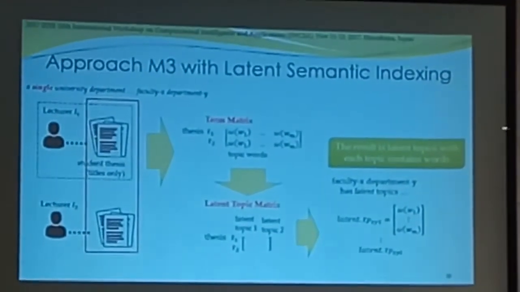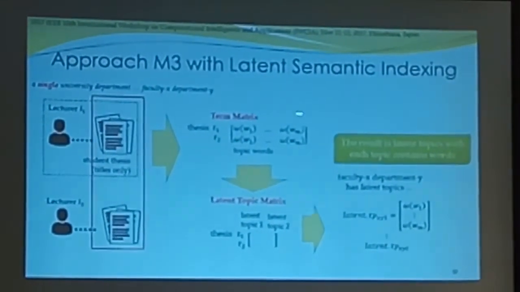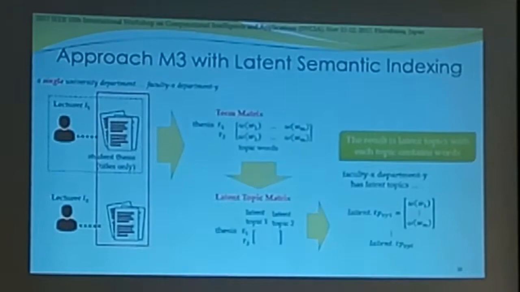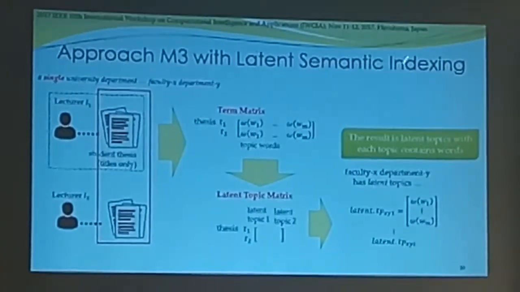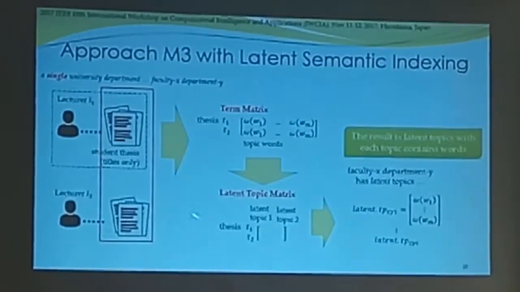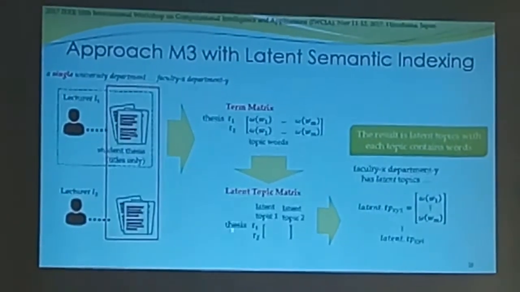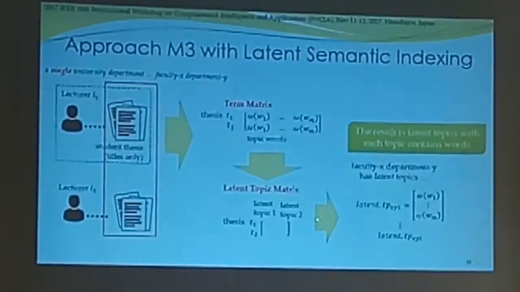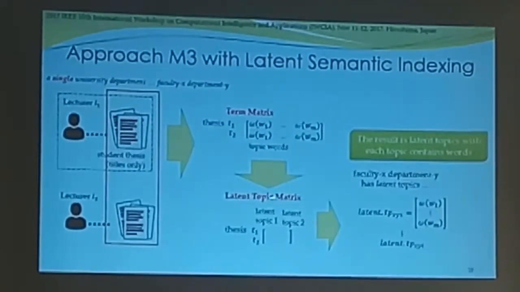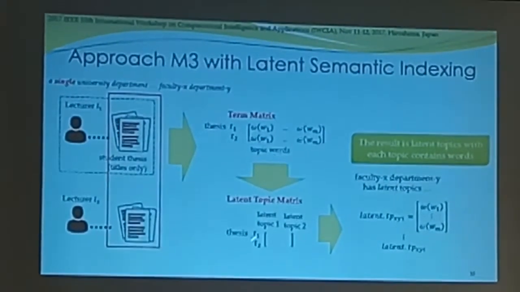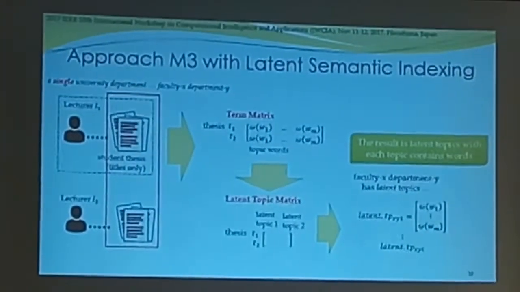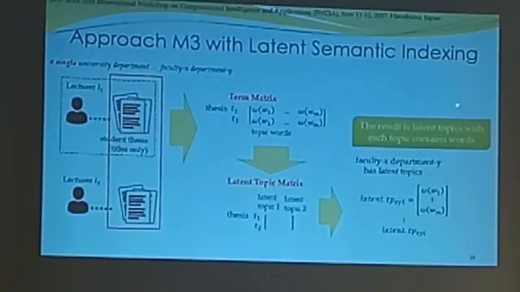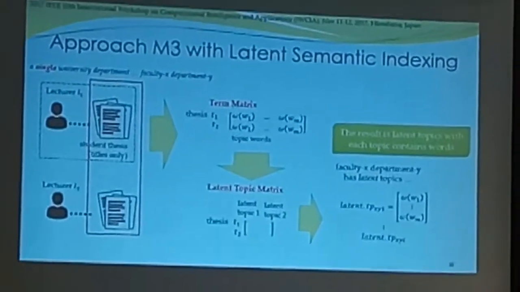So this is the M3 latent semantic indexing. The standard term matrix is transformed into latent topics. In M2 there is a clustering process, but here in latent semantic indexing, because of the standard definition of SVD, singular value decomposition, it has already been decomposed from words into latent topics. So there is no need for a clustering process. Just to make it rather different, the result of M3 is a cluster of latent topics, not topics.